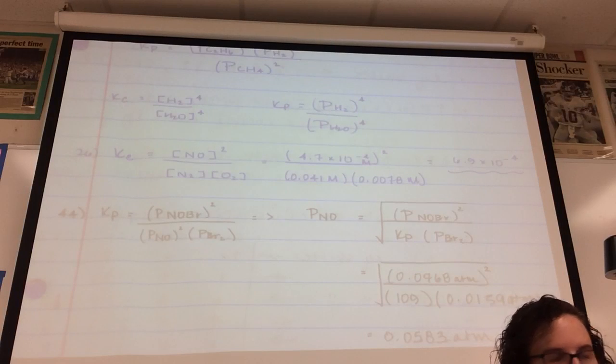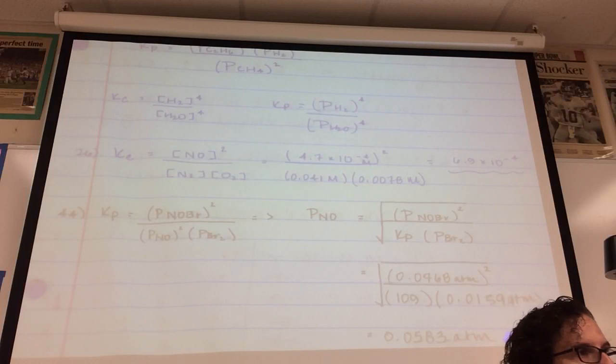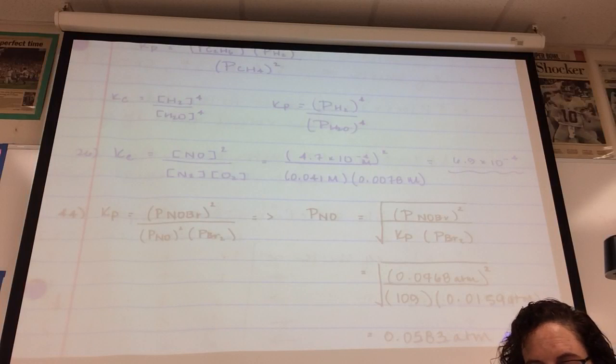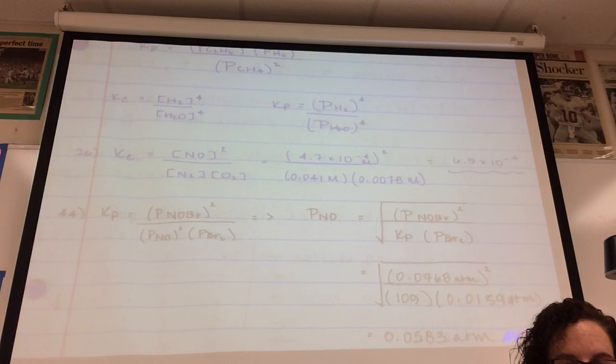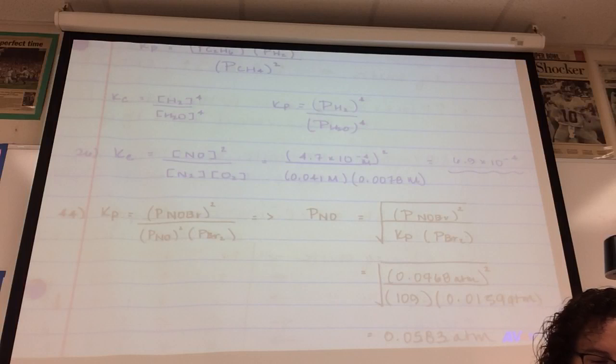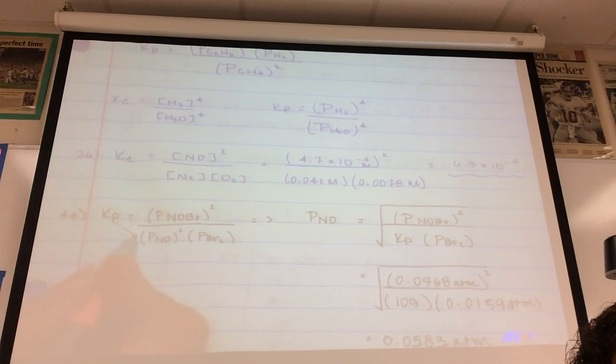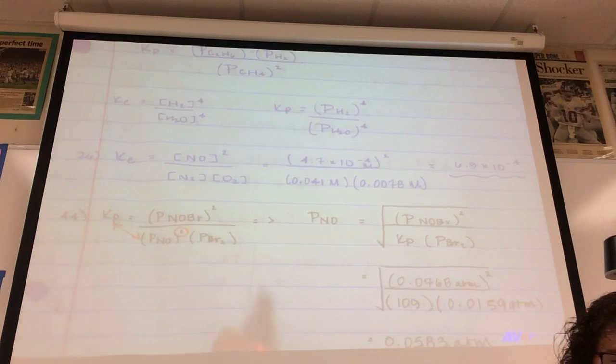Did you not get a concentration? I didn't see the 109. The 109 was the Kp that was provided. It said it has a Kp of 10^9, so that was given. And then I just interchanged these, and then I had to take the square root because of this.